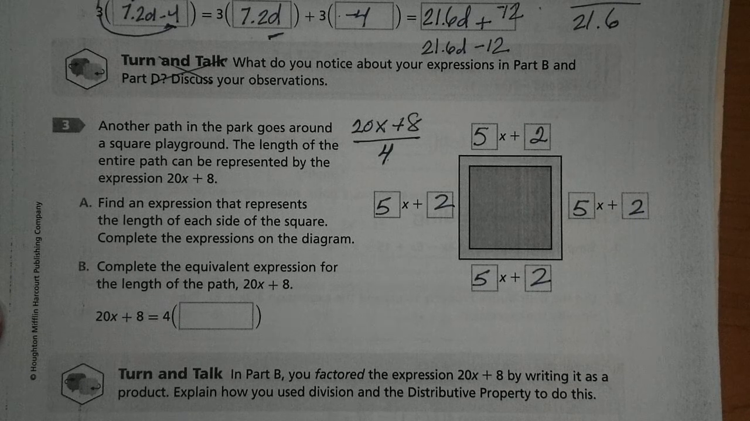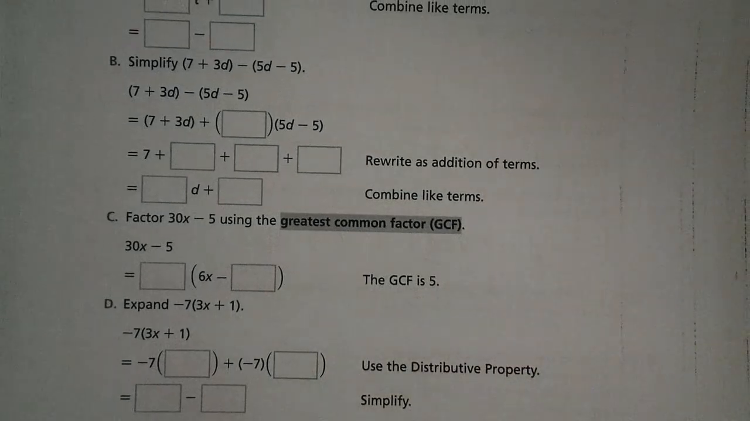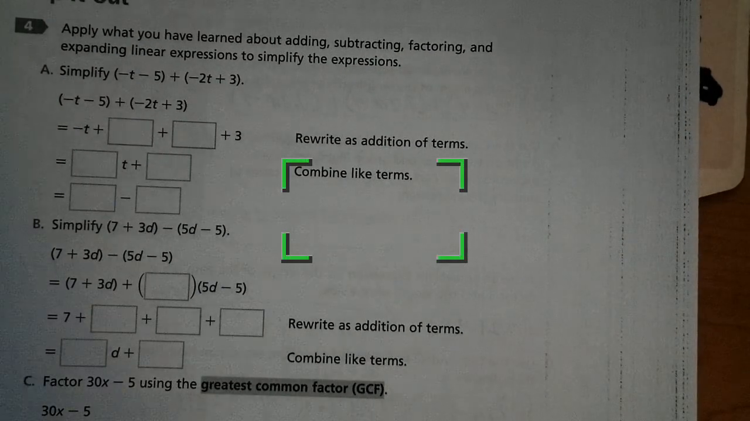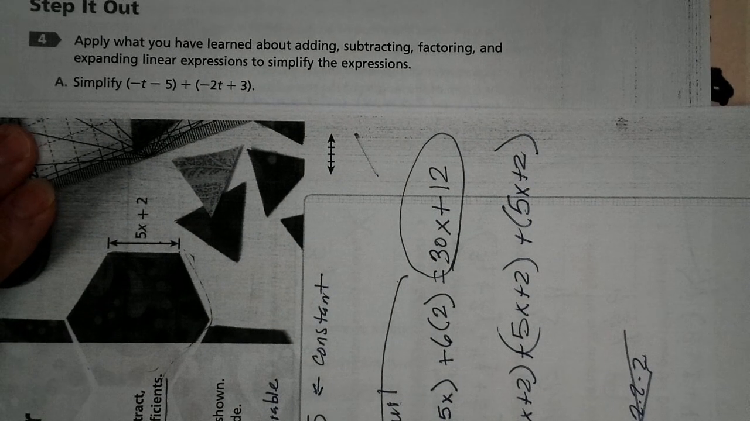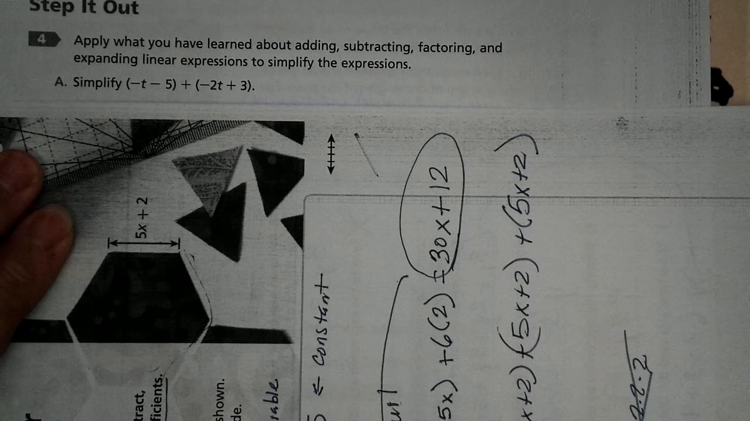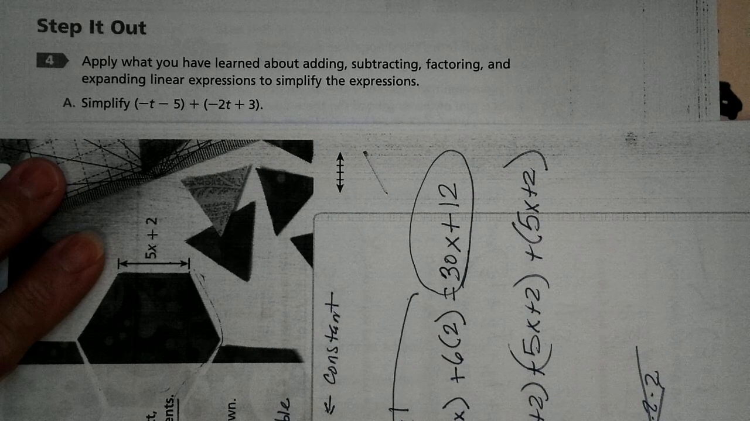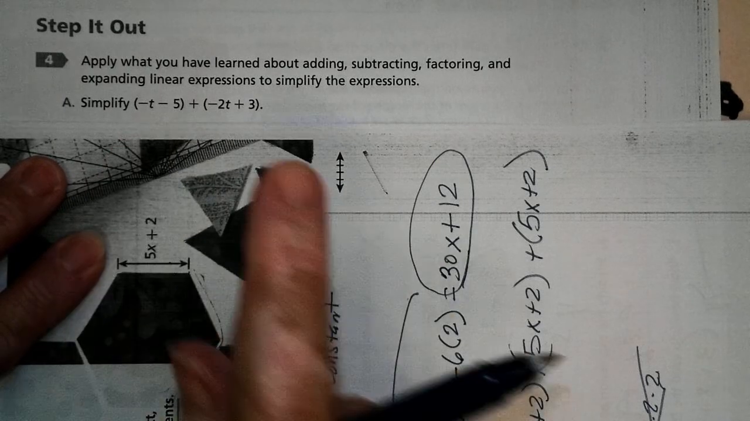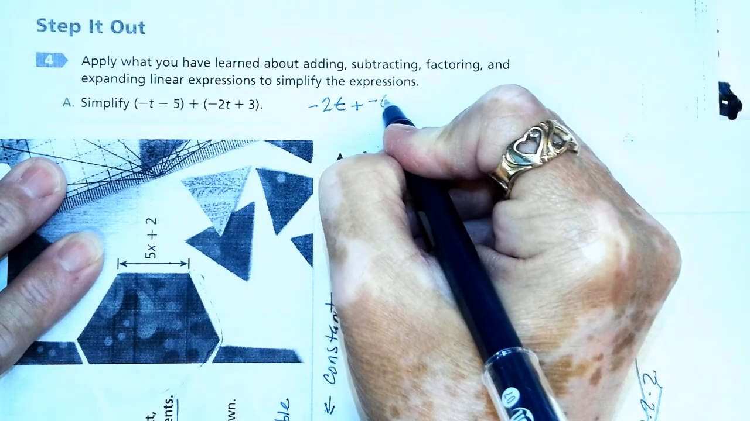Okay? All right, we're not going to worry about those because we already did it. All right, let's look at this. And once again, we're not going to fill in these boxes, so ignore the boxes. All right, so we're going to combine like terms. So which terms are alike? Negative 2t and negative t. Okay, so I'm going to separate those.